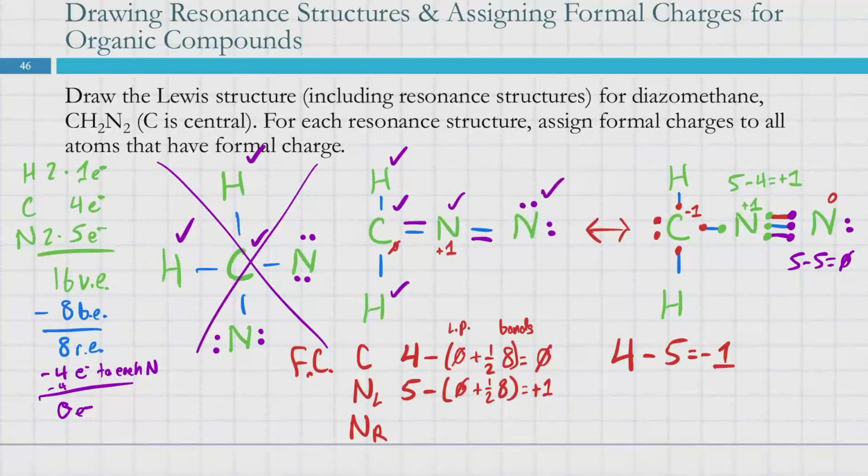We'll go ahead and write those numbers in. And then the nitrogen on the right would also like to have 5. It has 4 electrons from lone pairs. So we get a 4 for the lone pairs part, and add to that half of the 4 that's in this double bond, 1/2 of 4, which is going to give it a total of 6, which means that it has a -1. It's got 1 extra electron.